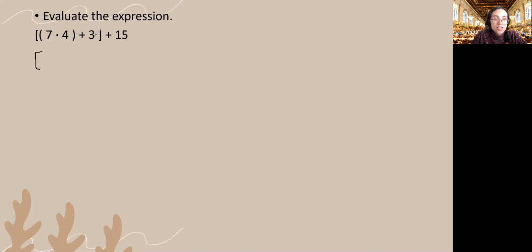Then we have an addition of 3, and then we have the closed brackets, and then we have 15 being added on the outside. So the first thing that I'm going to do before I even write anything down is write this: PEMDAS, please excuse my dear Aunt Sally. And this means parentheses, work in the parentheses first, evaluate any powers you have, do any multiplication or division next, and then finally we will work with our addition or subtraction.